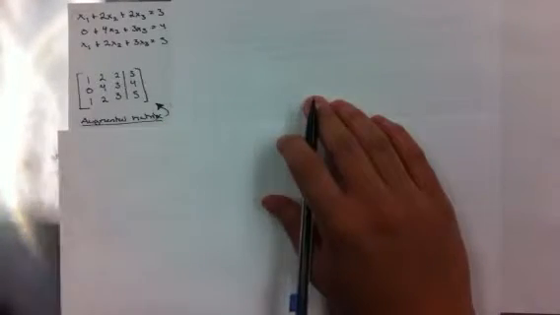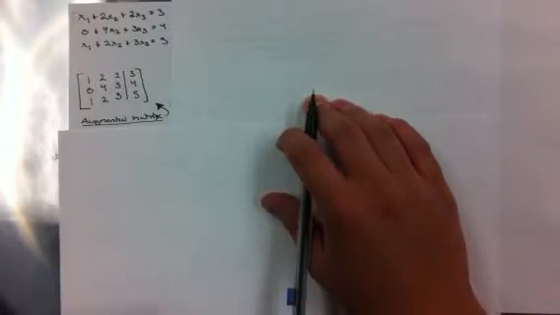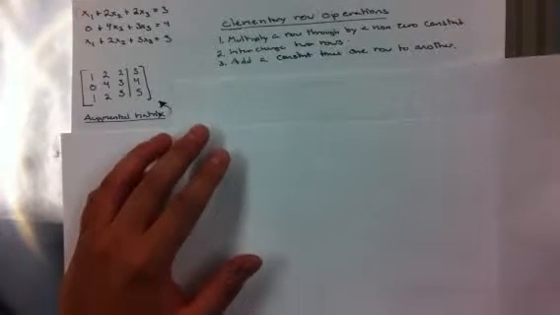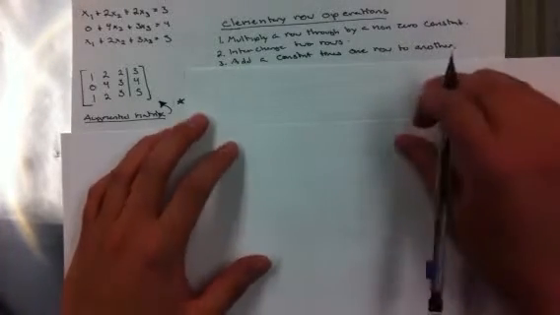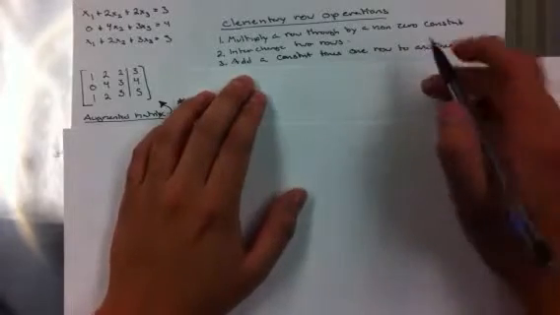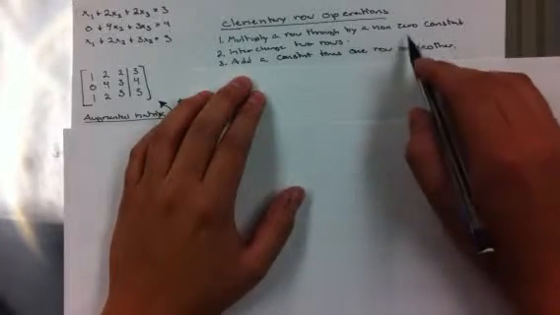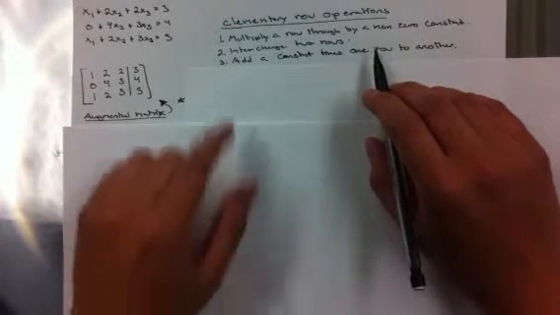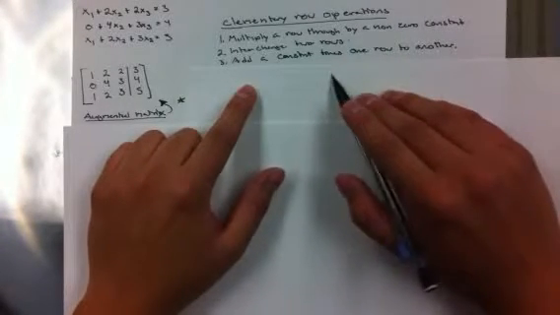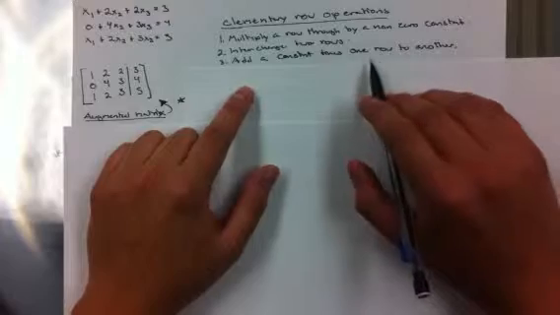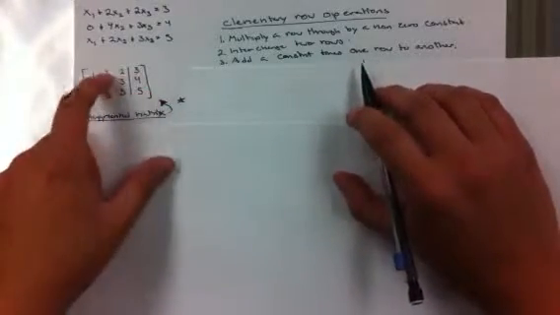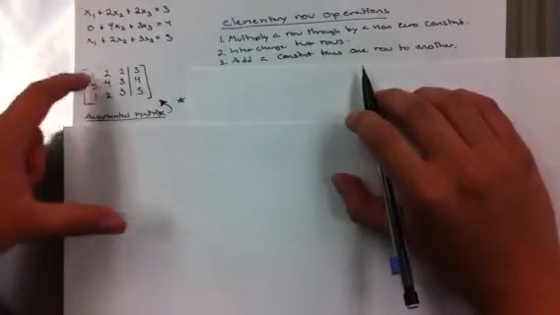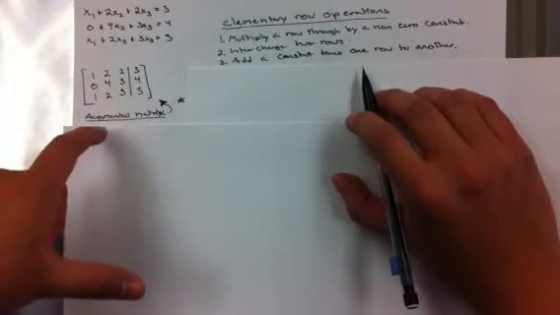Now, to get it into that form, we want to use the elementary row operations. There are three of them. You can multiply a row through by a non-zero constant. You can also interchange two rows. Or you can add a constant times one row to another, so that's multiplying one row and adding it to another row.